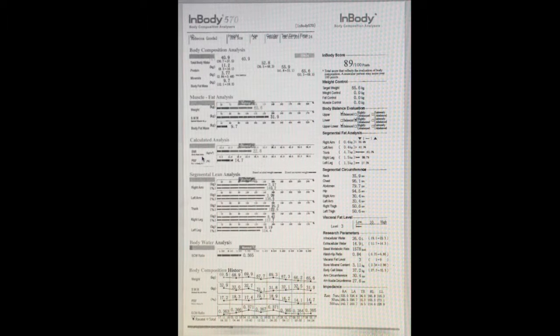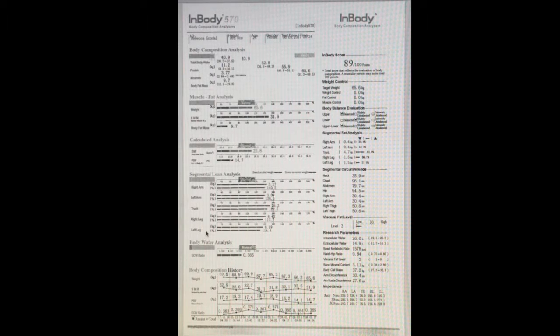BMI stands for body mass index. The normal healthy range is between 18.5 and 28. Body fat percentage is how much body fat makes up your body as a whole percentage. So the example in front is 14.7%. Normal for a female is 18 to 28%, and normal body fat percentage for a male is 10 to 20%.